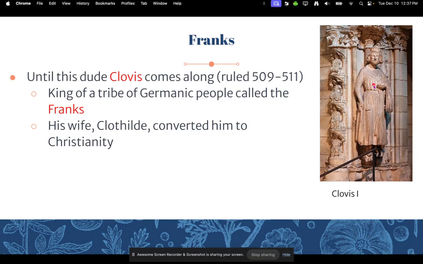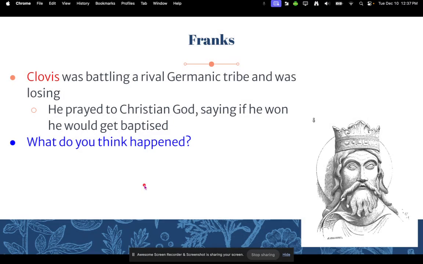So he ruled the Franks from 509 to 511, so not very long. He was a king of a tribe of Germanic people called the Franks, and his wife, Clotilde, I don't know how to say her name, converted him to Christianity. So Clovis was battling a rival Germanic tribe, and he was losing bad. So out of like desperation, he's like, you know what? I'm going to pray to the Christian God, saying that if he won, he'd get baptized.